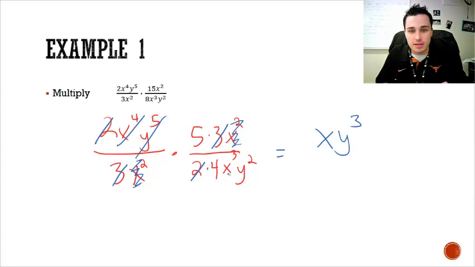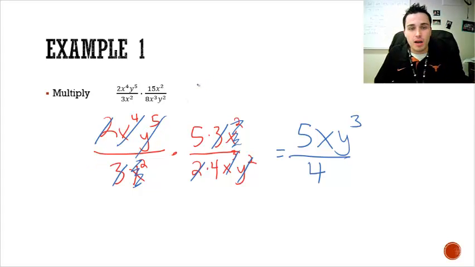I've dealt with this and this. I've dealt with this and this. The only thing I haven't dealt with is this 5 and the 4, so that's part of my answer. The 5 would be still on top, and the 4 would still be on bottom. And there you go. It's multiplied and it's simplified.